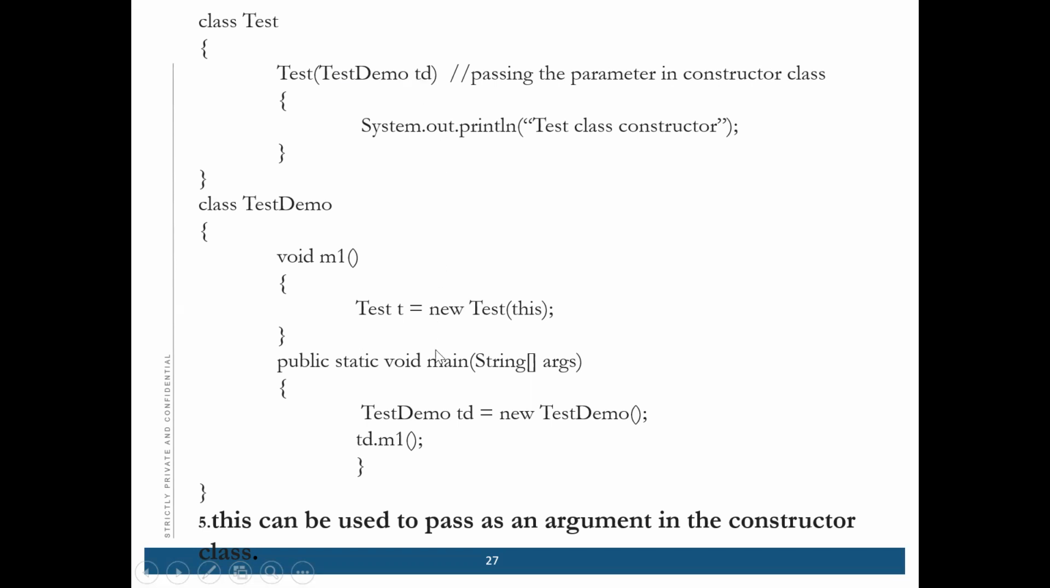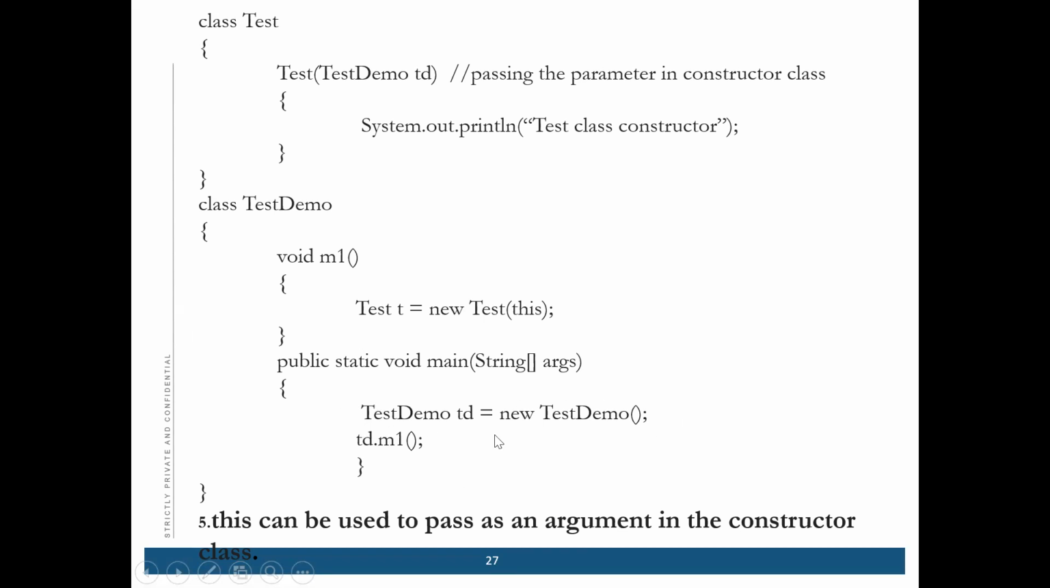Okay, now what will be the output? Can anyone tell? It's a little confusing. So I'm telling you, wait. What is happening is, it goes to the Test class constructor first. It goes to the main method, that main method. Okay.